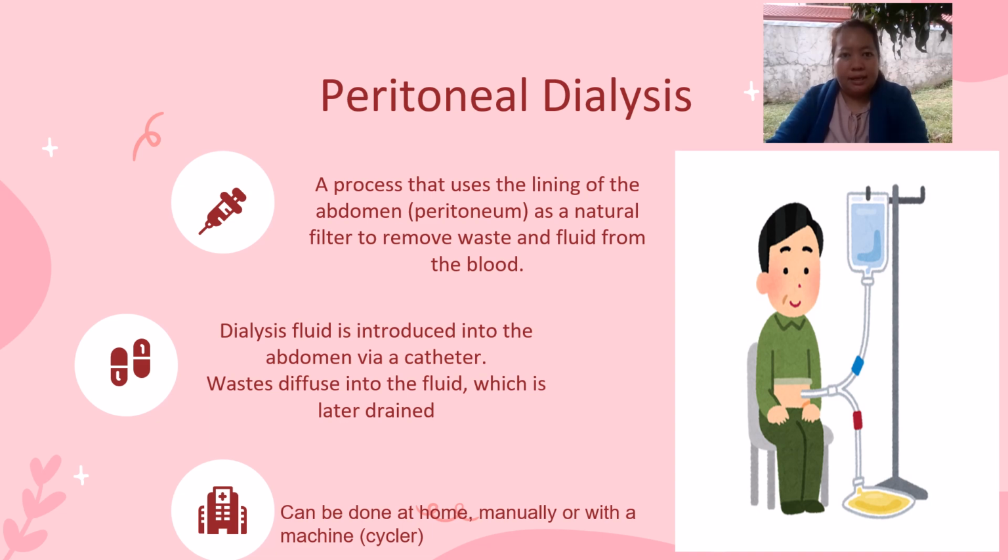Peritoneal dialysis. In our facility, we don't do peritoneal dialysis treatment, yet for you to differentiate, I will discuss it. It is a process that uses the lining of the abdomen, or peritoneum, as a natural filter to remove waste and fluid from the blood. Instead of a machine, dialysis fluid is introduced into the abdomen via a catheter. So instead of hemodialysis, which is done here through an AVF, AVG, or a catheter, in peritoneal dialysis it is in the abdomen or the peritoneum.